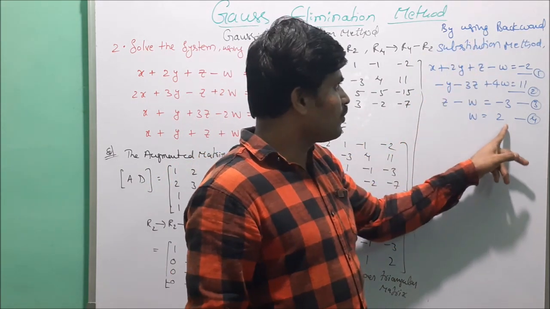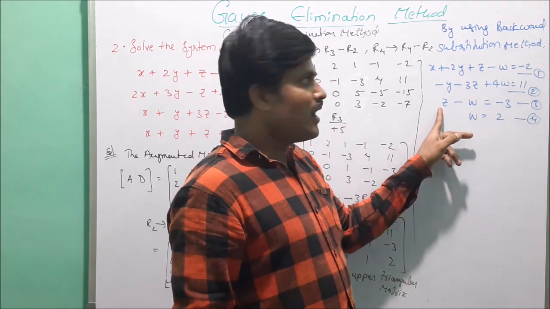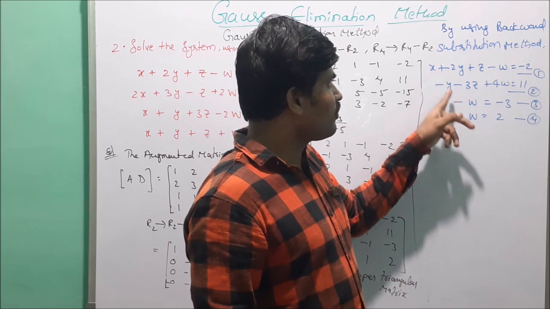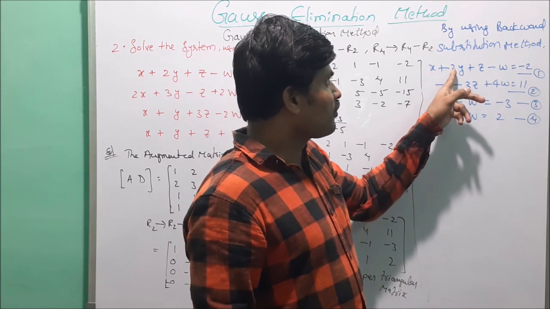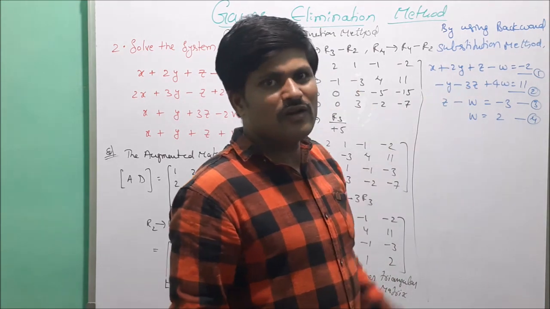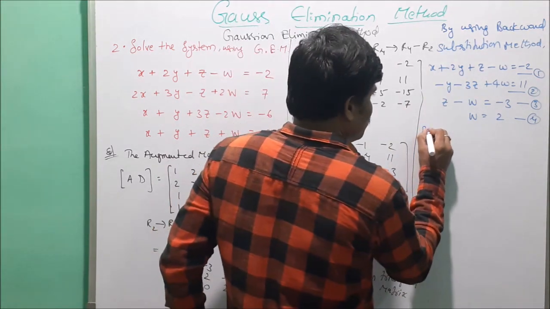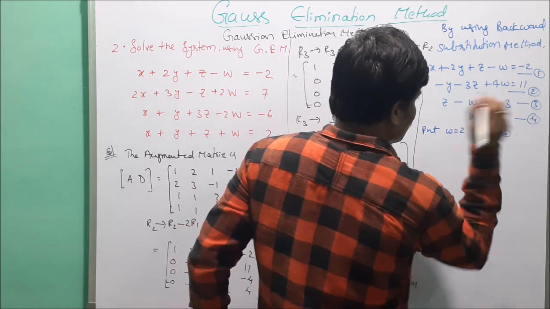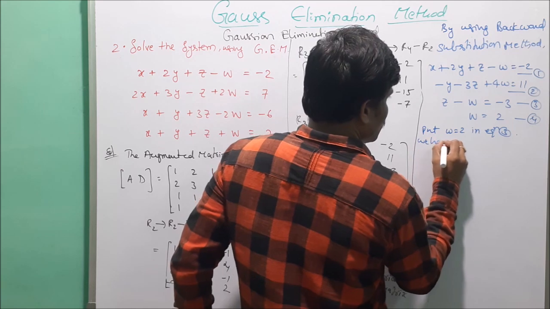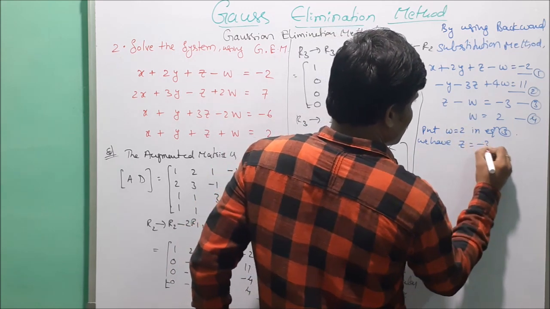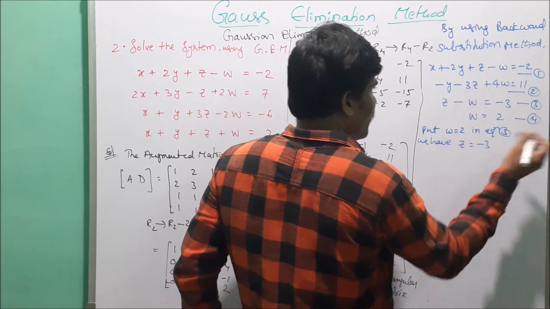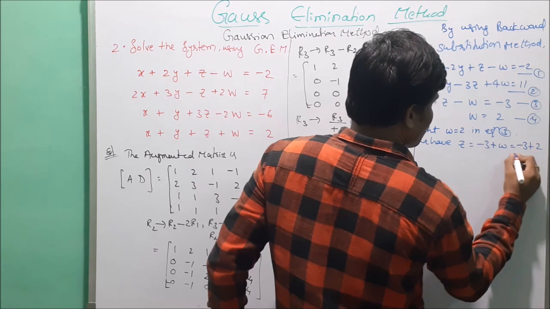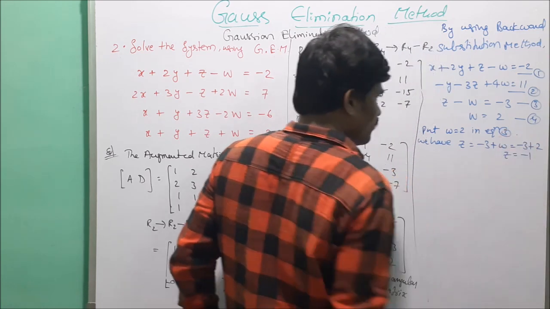Now these are four equations, using backward substitution. Now put w equals 2 in equation 3, we get z, and substitute z and w in equation 2, we get y. Similarly, substitute y, w, z in equation 1, then we get the value of x. First put w equals 2 in equation 3. We have z equals minus 3 minus w, take it to the right side, that is plus w. So minus 3 plus 2 equals minus 1. So this is the z value.